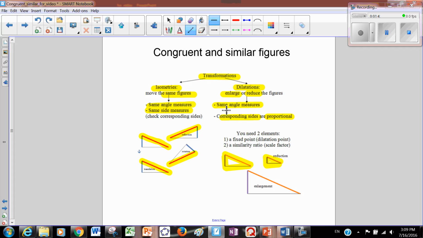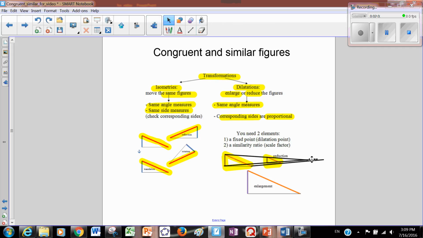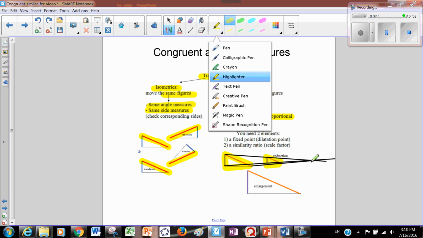If you remember how to do dilatation, we would take the corresponding vertices. We will join them with a line, and where all the lines meet, that would be our dilatation point. It's a little messy here on my picture, but if I was doing it more precisely, you would find one point where they all meet, and that would be our dilatation point here.